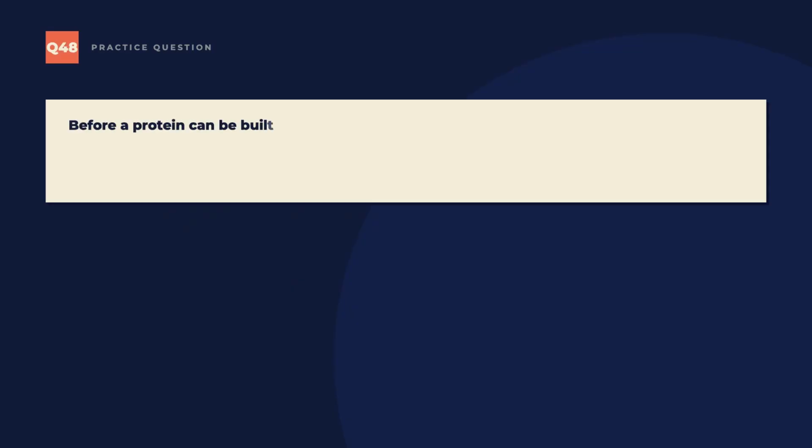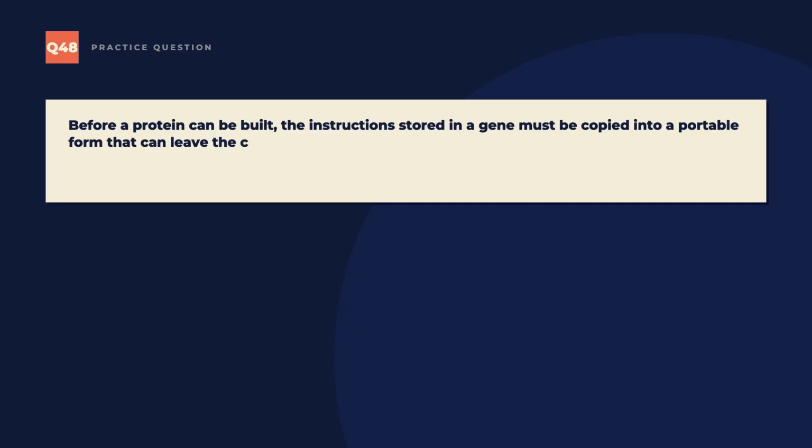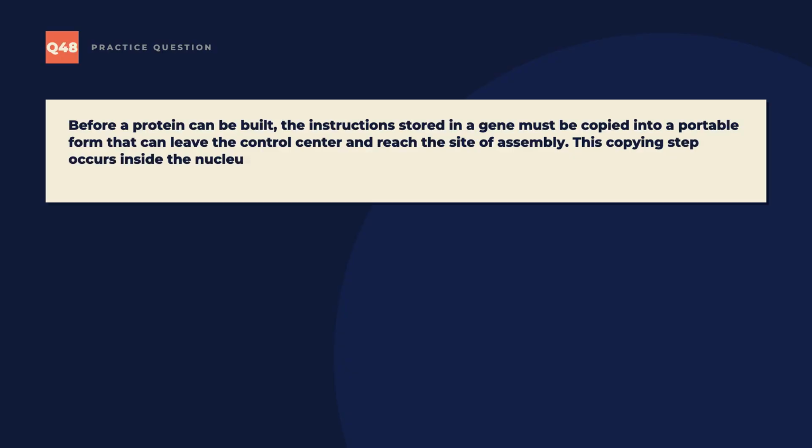Question 88. Before a protein can be built, the instructions stored in a gene must be copied into a portable form that can leave the control center and reach the site of assembly. This copying step occurs inside the nucleus and uses a specific enzyme. Which statement describes the stage accurately?